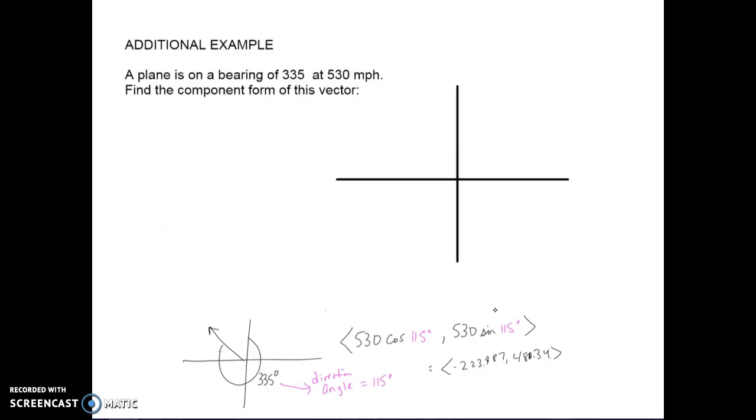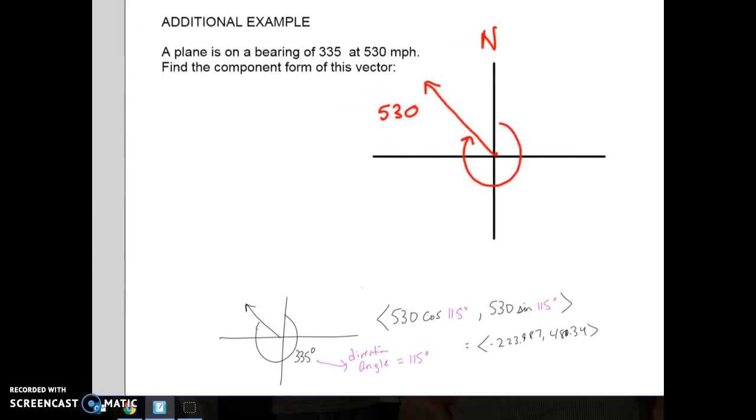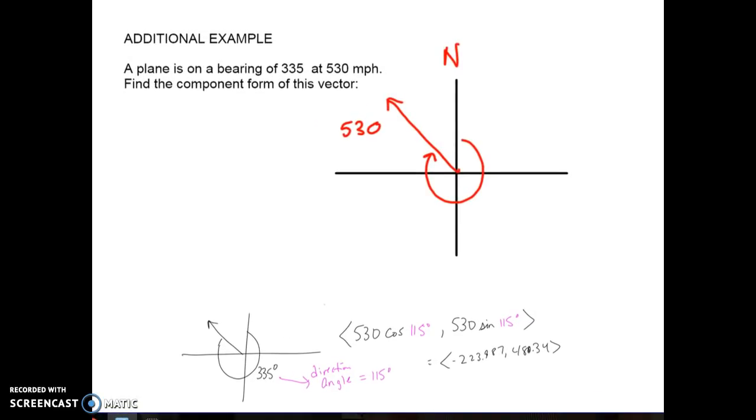Now, this plane is on a bearing of 335, so from the north, 335 would bring us all the way up in here. It's traveling at 530 miles per hour, so that's the magnitude. But we need to use the directional angle. So the directional angle here, I'm going to get my color, starts at 0 and goes to the spot.